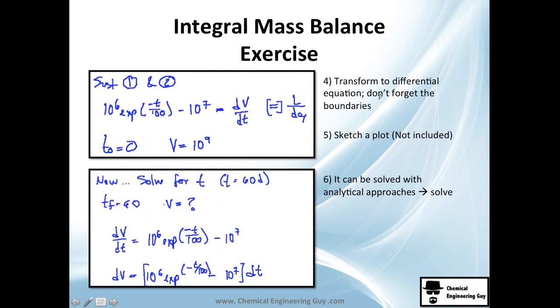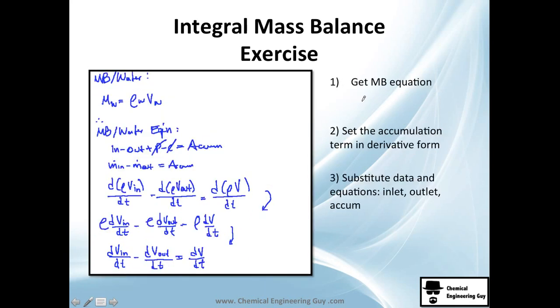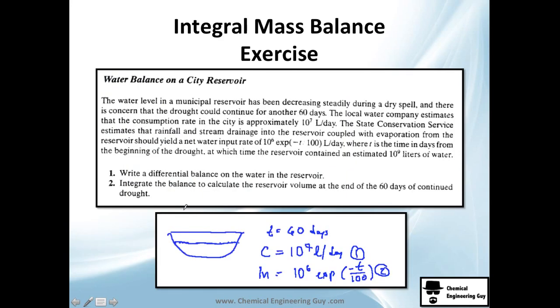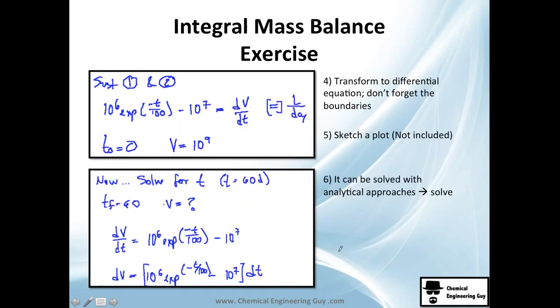Now, substitute 1 and 2, which is this, number 3. So we have 1 here, which is C, and 2 here, which is inlet. So I substitute this here, this is one term, minus the consumption equals the accumulation. So this is accumulation, this is consumption, which is actually not consumption, it is outlet, and this is the inlet.